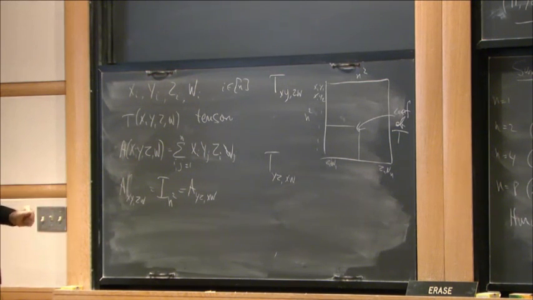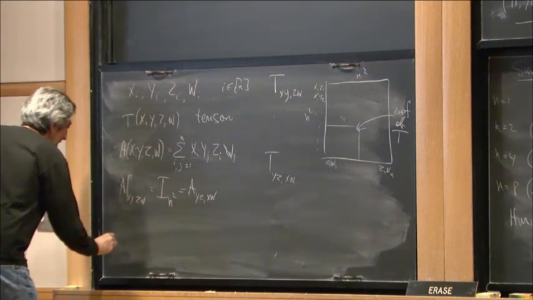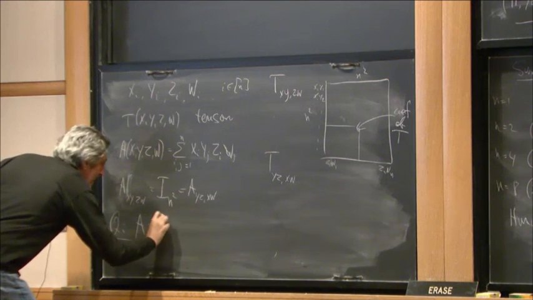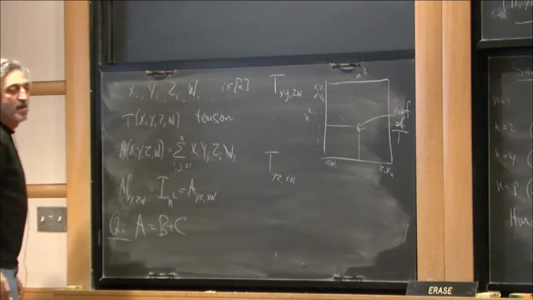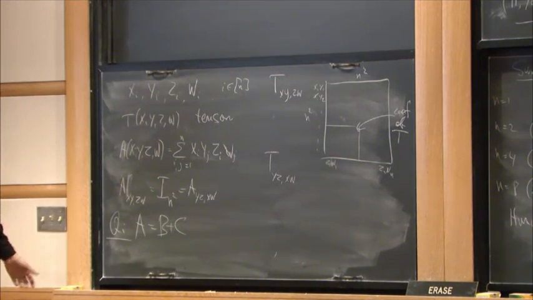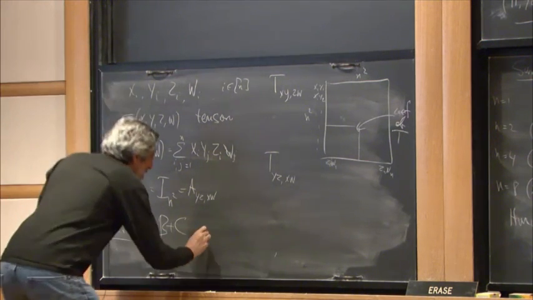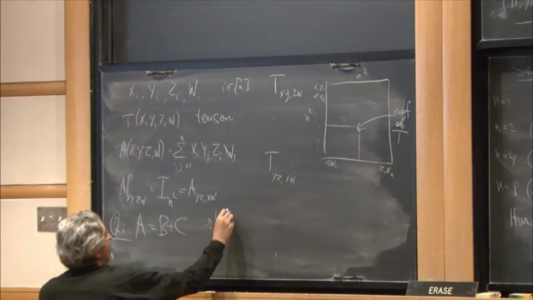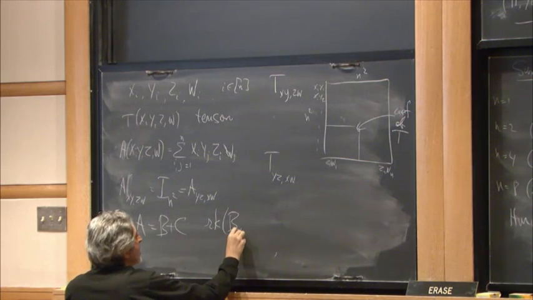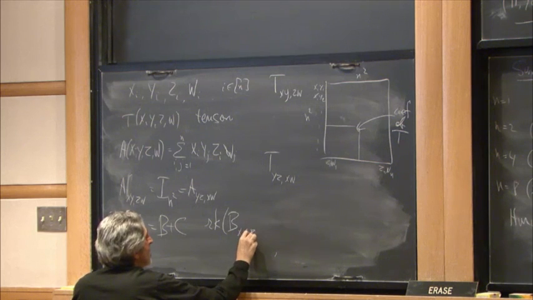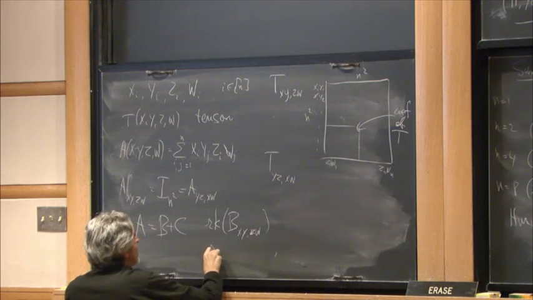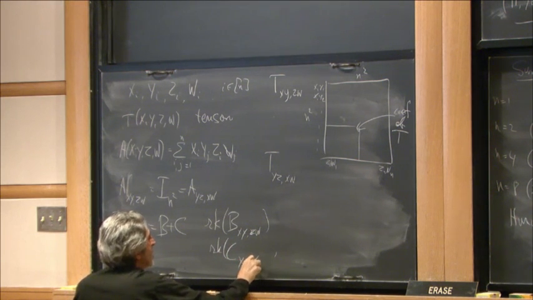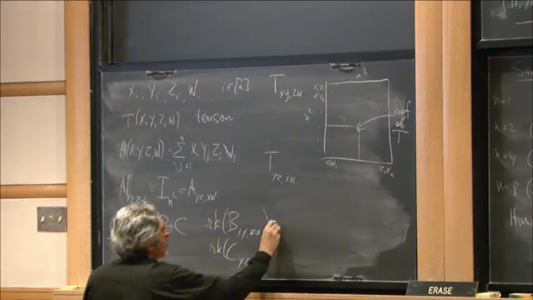And now here's the question. Can you write A as B plus C, the sum of two tensors, so that the rank of B, when I flatten it in the xy versus zw direction, and the rank of C, when I flatten it in the yz versus xw direction, are both small?